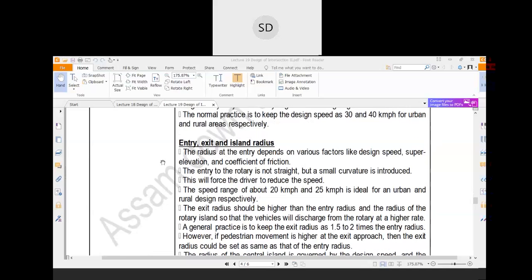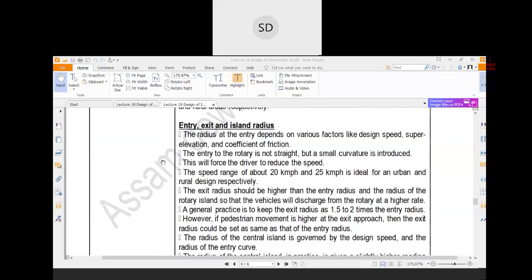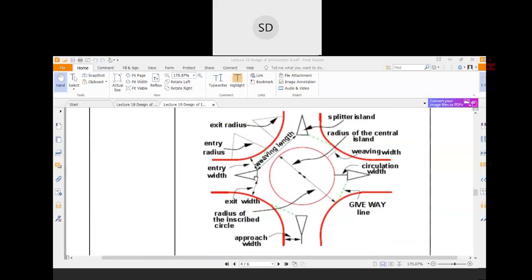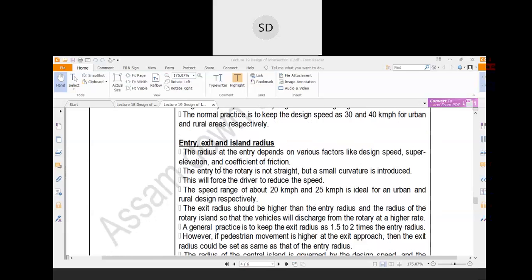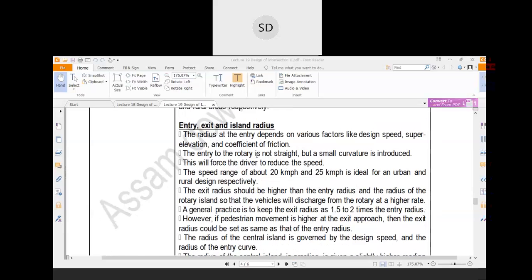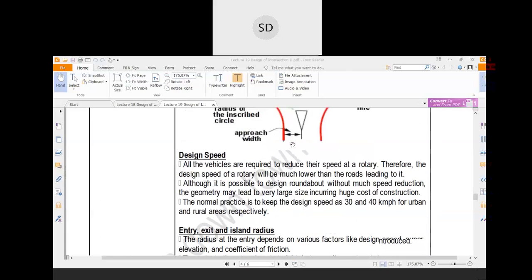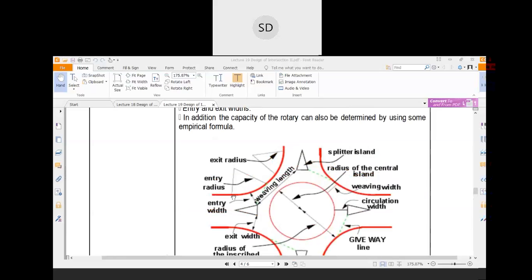Then coming to the next, entry, exit and island radius. This is the entry radius, this is the exit radius, and this is the island radius. Now the radius at the entry depends on various factors like design speed, super elevation and coefficient of friction. Why super elevation? Because this is a curved area, so super elevation would be there, and based on the super elevation and the coefficient of friction, other factors will come in.